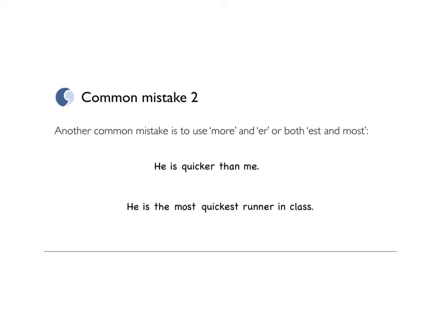Another sentence, he is the most quickest runner in class. What is the mistake here? Remember, in this sentence, we are comparing all the students in class. That would be more than 2 students. That's why we will use superlative. For superlative, we don't use the word most and est together. So, the correct sentence should be, he is the quickest runner in class.